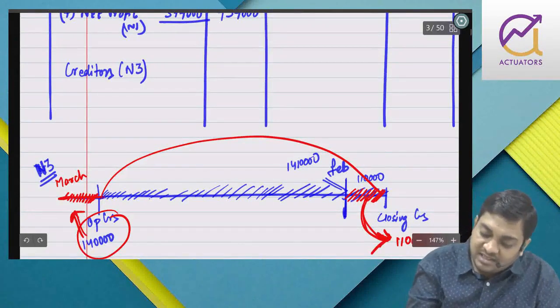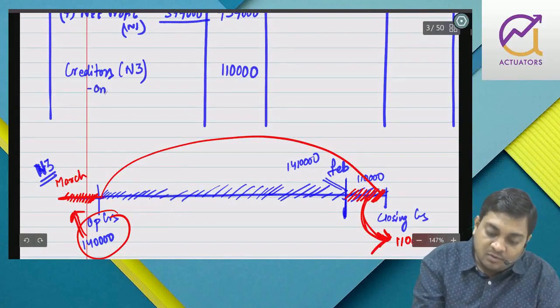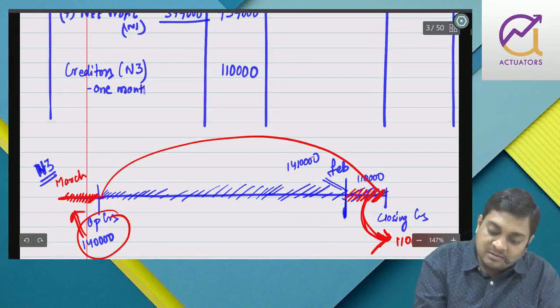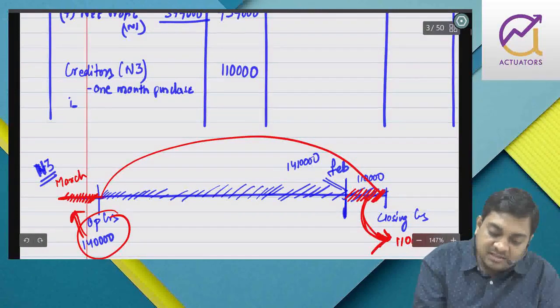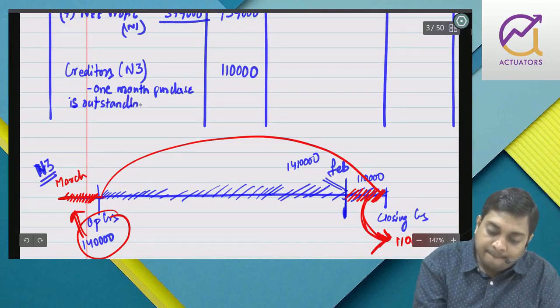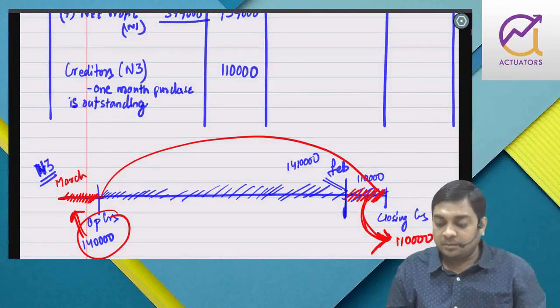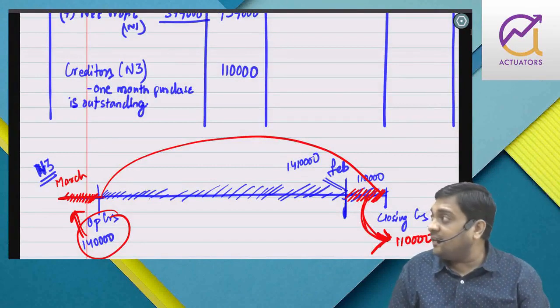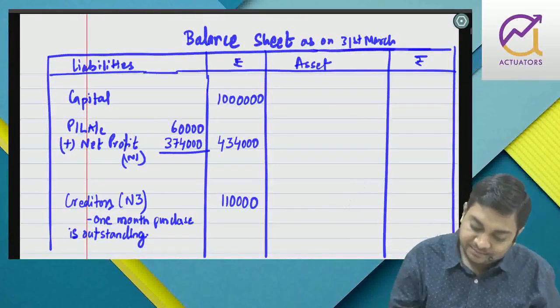So with the help of this, it is 1,10,000. 1 month purchase is outstanding. Is that fine? Okay. So I have successfully completed the liability side.